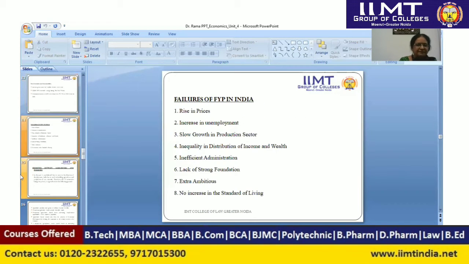Next is failure of 5-year plans in India. What are the reasons for the failures of 5-year plans in India? They are rise in prices, increase in unemployment, slow growth in production sector, inequality in distribution of income and wealth, inefficient administration, lack of strong foundation, and being extra ambitious, with no increase in standard of living. So these are the causes of the failures of the 5-year plans in India.